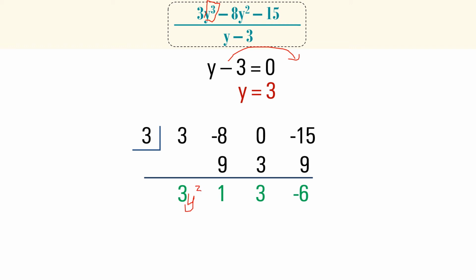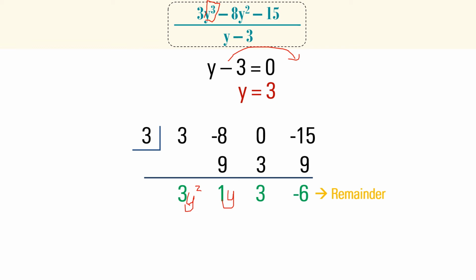Okay? Followed by y raised to 1. So if it is raised to 1, we do not have to write the exponent anymore. And y raised to 0. So if it is y raised to 0, we do not need to write the variable. And as you can see, we still have a number here. So what is this? This negative 6. Is this an excess number? Yes. Now we call this remainder. Okay? So what will we do if we have remainder?